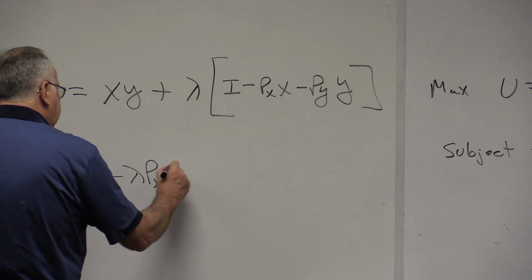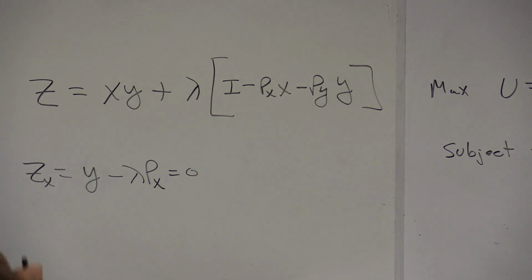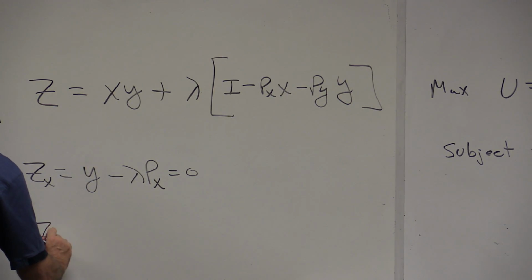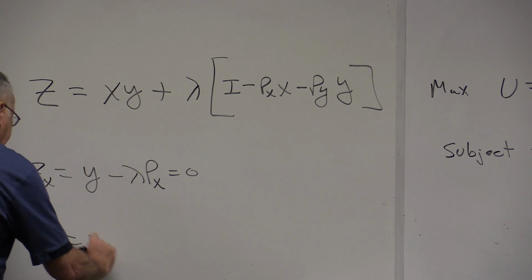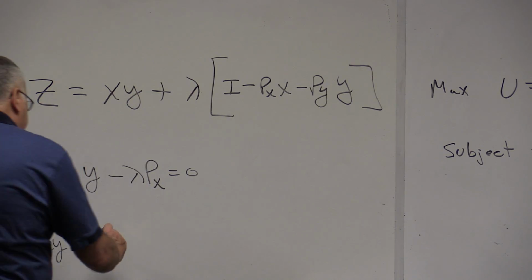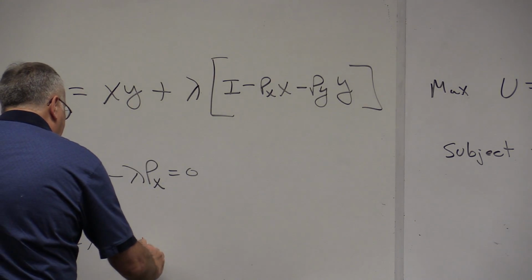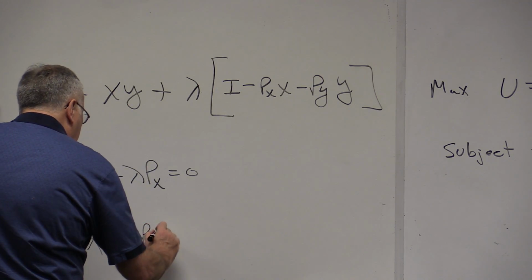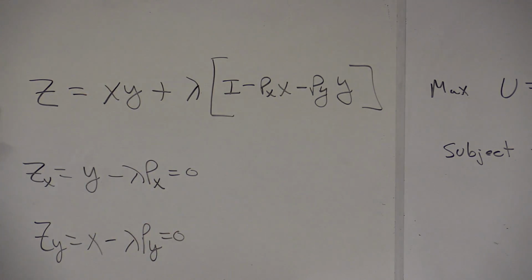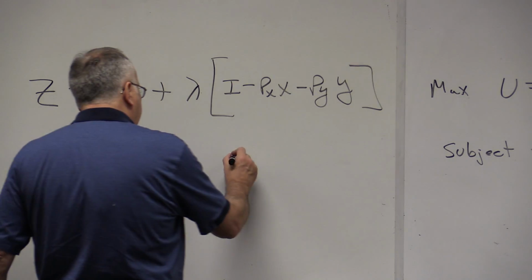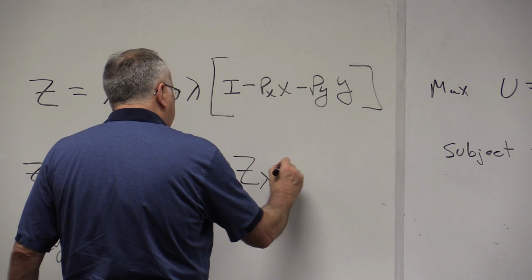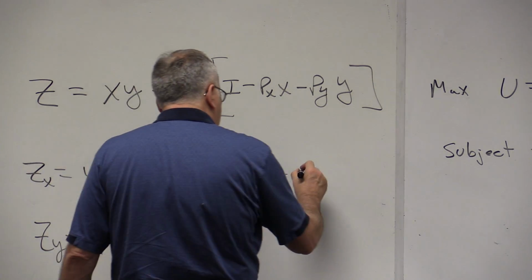And we want to set this equal to 0. Z sub y would just be x minus lambda py equals 0. And finally, z sub lambda would just reproduce the constraint.